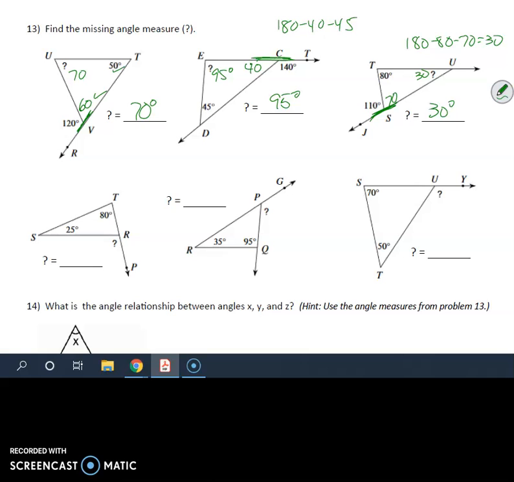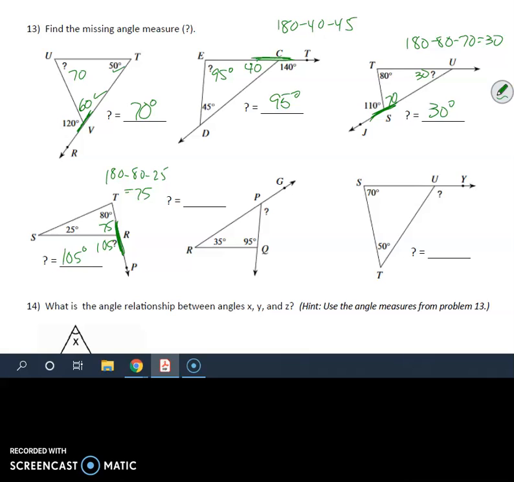The next one, we have 180 degrees. We're taking away the 80 and the 25, which is 105. So we're left with 75 degrees. And because these two angles are a linear pair, those two angles have to add up to 180 degrees, so that's going to be 105 degrees.